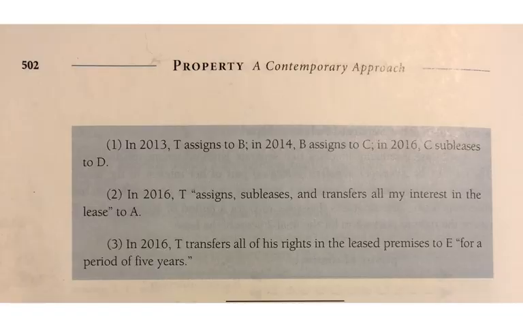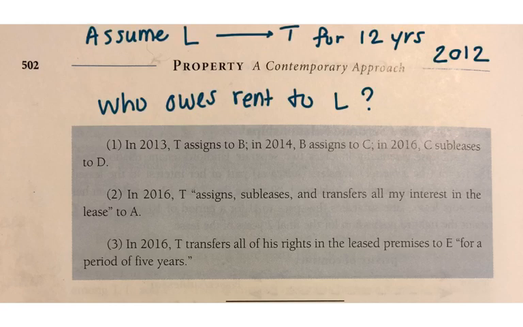How about some hypotheticals? In these problems, we're going to determine who owes rent to L. Assume L leased to T for a term of 12 years, beginning in 2012. Start with problem number 1. Let's say in 2013, T assigns to B. Then in 2014, B assigns to C. And then in 2016, C subleases to D. Who owes rent to L?